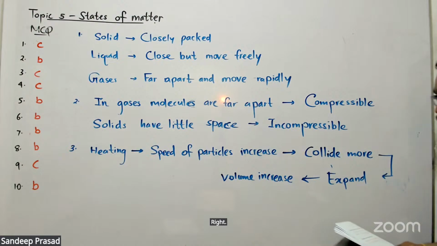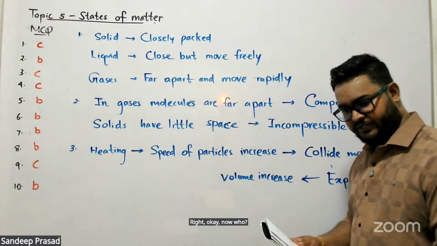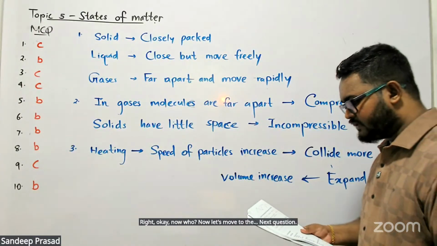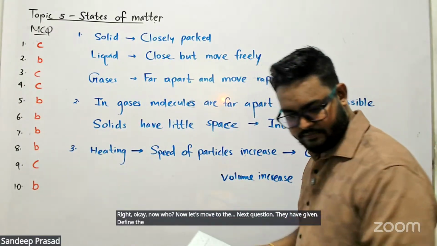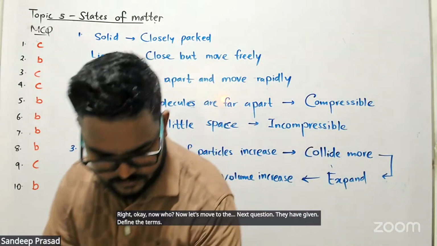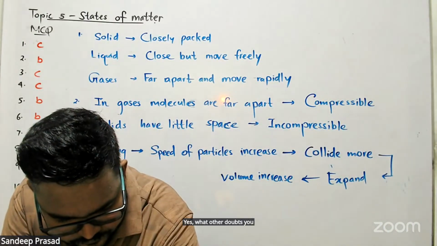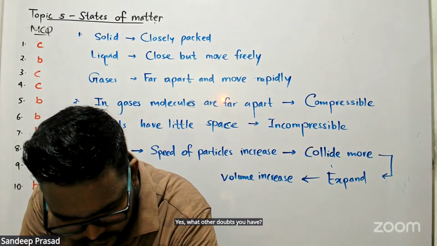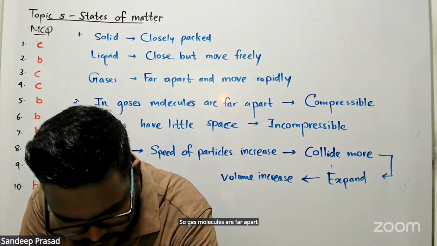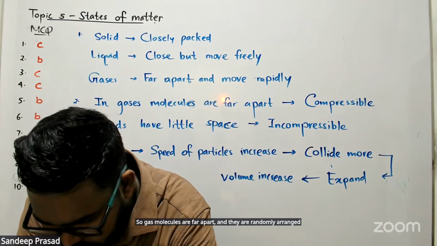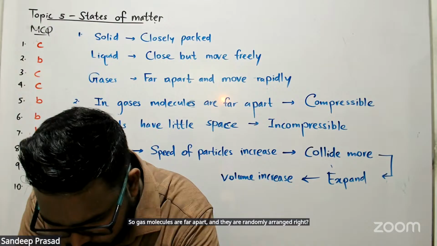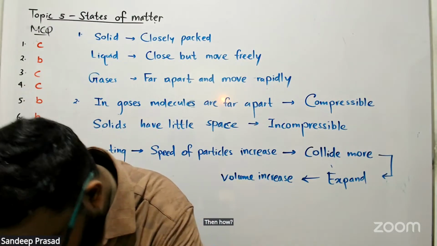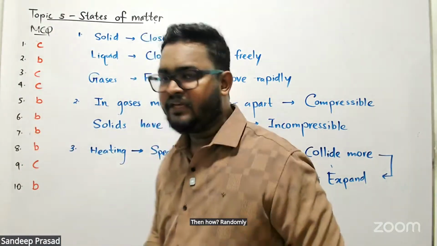Right, okay. Now, students, let's move to the next question. They have given, define the terms. Yes, what are the doubts you have? So gas molecules are far apart and they are randomly arranged, right? Then how? Randomly arranged means they are moving here and there, right?